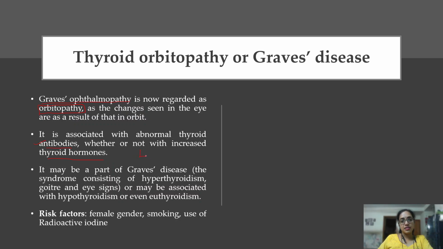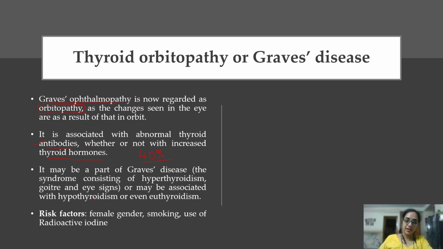40% of patients with Graves' disease have thyroid associated orbitopathy. In the sense, eye signs are seen in 40% of patients with Graves' disease. When I say eye signs, it doesn't mean just the eyelid retraction that can be seen even in hyperthyroidism. There are other eye signs as well. So let us understand them one by one.